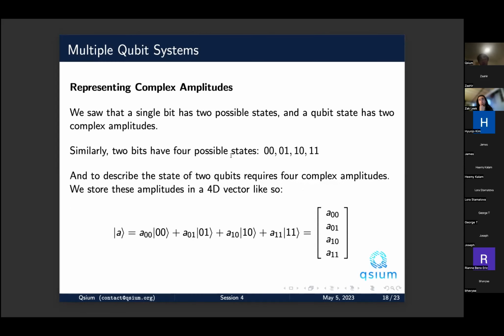So, representing complex amplitudes. We saw that a single bit has two possible states and a qubit state has two complex amplitudes. Similarly, two bits have four possible states, so 2 to the n. And describing the state of two qubits requires four complex amplitudes, as we see below.